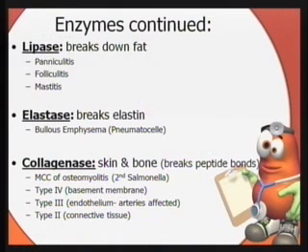And collagenase, skin and bones, breaks peptide bonds, most common cause of osteomyelitis, secondary salmonella. Always remember secondary salmonella. And I put in here for completion the types of collagen that you can find. Type 4, basement membrane. Type 3, endothelial arteries. And type 2, connective tissue.